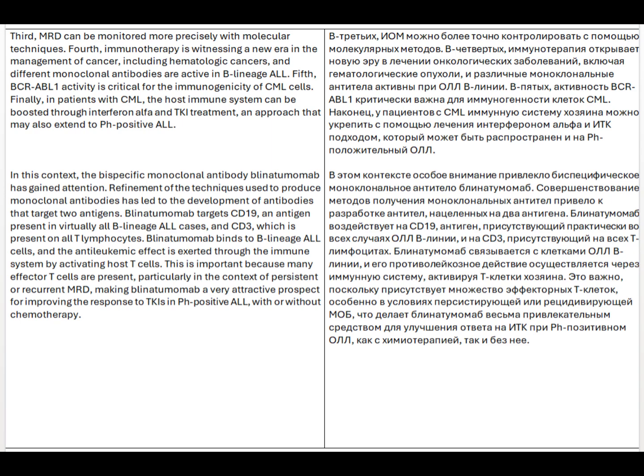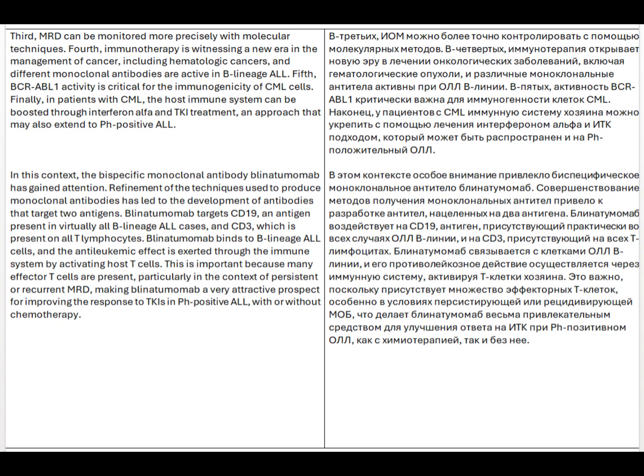In this context, the bispecific monoclonal antibody blinatumomab has gained attention. Refinement of the techniques used to produce monoclonal antibodies has led to the development of antibodies that target two antigens. Blinatumomab targets CD19, an antigen present in virtually all B-lineage ALL cases, and CD3, which is present on all T lymphocytes.